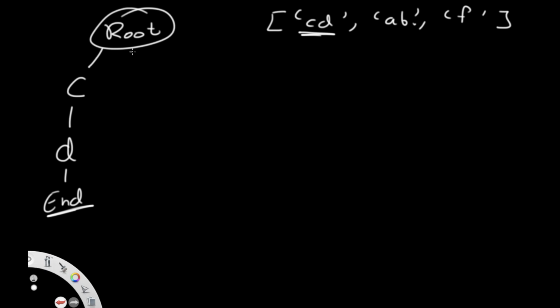Okay, so similarly, we're going to have A, and then we're going to have B, and then we're going to have the end to denote that it's the end. And similarly, we have F, and then we have end. Okay, so let's see how we can use this to our advantage.